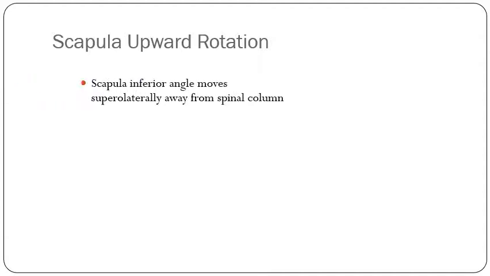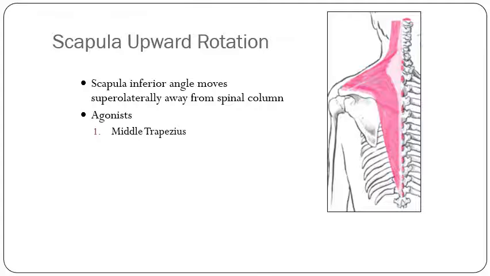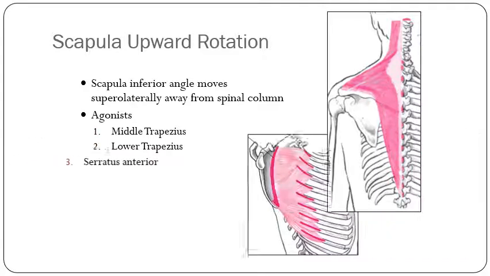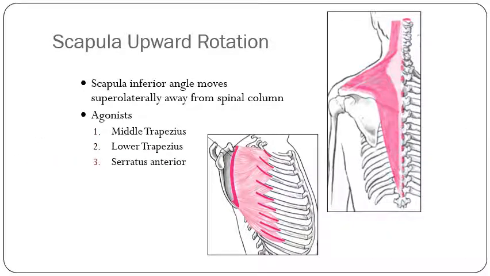Scapular upward rotation. The scapular inferior angle moves superolaterally away from the spinal column. Your agonists there are going to be your middle trap, your lower trap, and your serratus anterior.